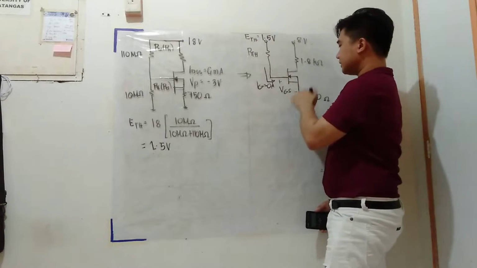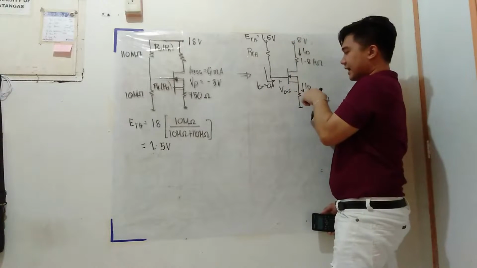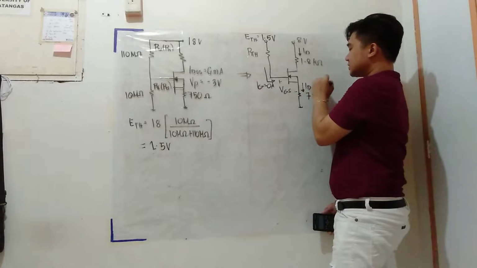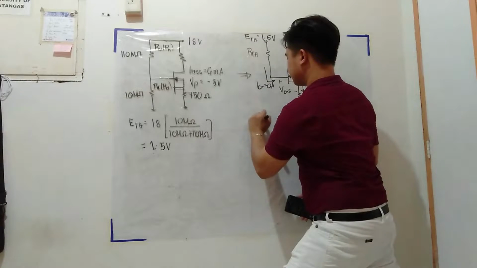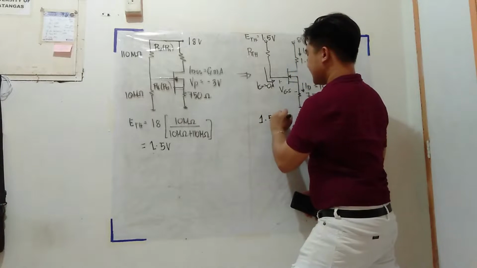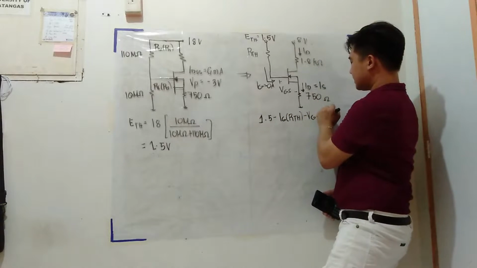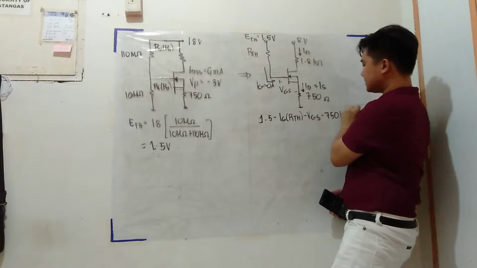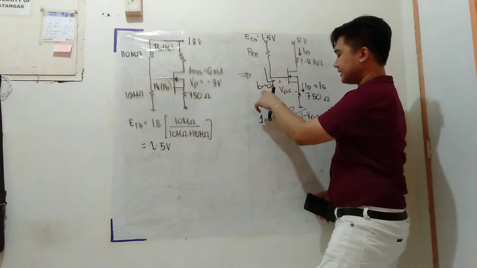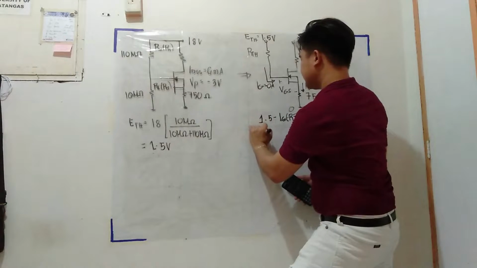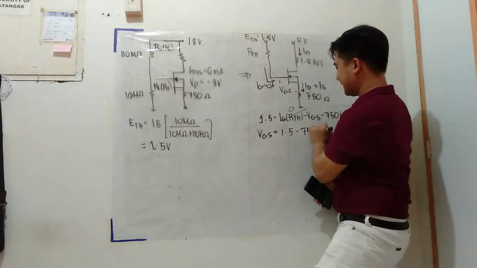So, KVL lang po ako dito. May drain current dito. Drain current din dito. Bakit drain current lang din dito? Kasi si source current ay equal lang po sa drain current natin. So, 1.5 minus IG RTH minus VGS minus 750 ID equals 0. 0 din po ito kasi 0 nga si gate current natin. So, VGS is equal to 1.5 minus 750 ID.